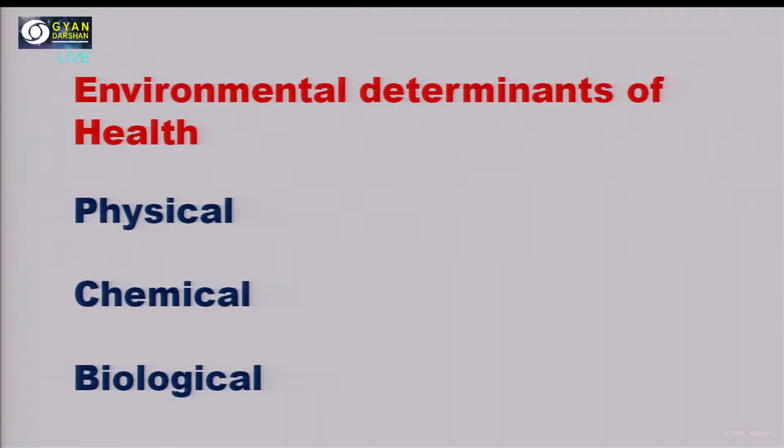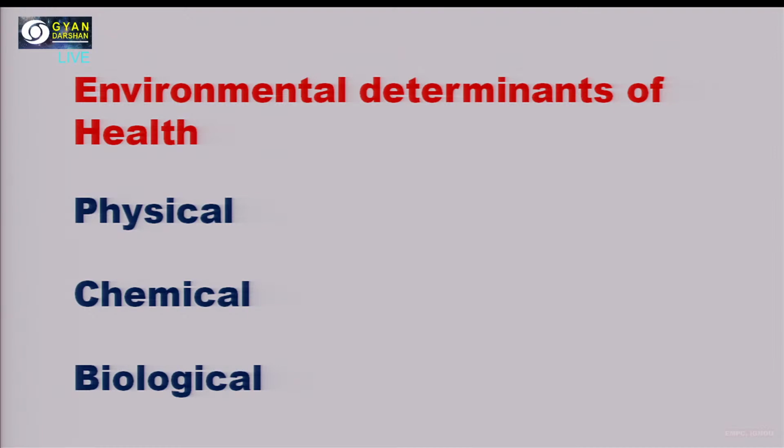So, what are the determinants? Now, what is happening in the environment? What are the changes that have occurred? What modifications have taken place because of human activities? This has been explained by the environmental determinants of health. Just look at the 3 points on the screen: the physical, chemical, and biological determinants of health. Now, what does physical determinant of health mean?